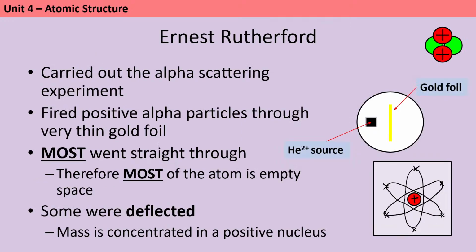He took a very thin sheet of gold foil and fired alpha particles at it, and what he and his students found was that the vast majority of these alpha particles passed straight through, which was evidence for the fact that the majority of the atom was empty space, and then also a small proportion were deflected directly back, and this was evidence both for the fact that most of the mass of the atom was concentrated at the centre in the nucleus, and also for the fact that that nucleus had a positive charge.